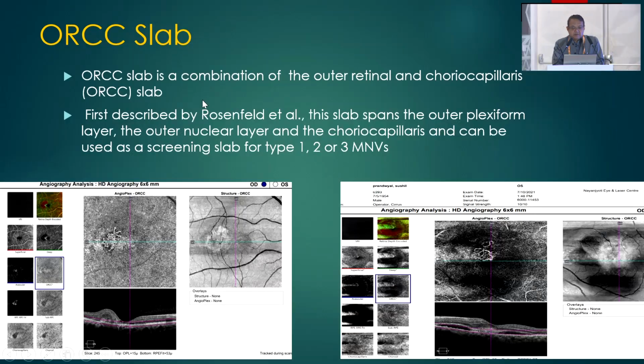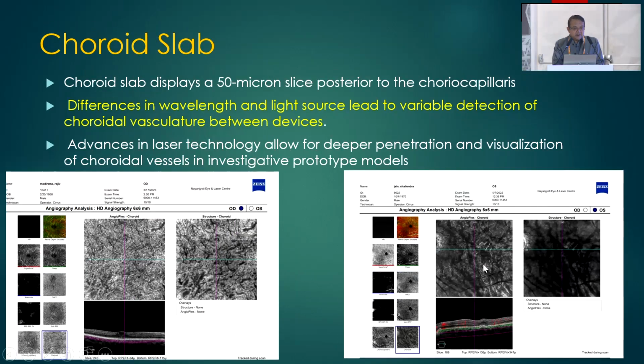The ORCC slab is a combination of outer retina and choriocapillaries. It was first described by Rosenfeld et al. The slab spans from the outer plexiform layer to the outer nuclear layer. The ORCC slab can be used as a screening slab for type 1, type 2, and type 3 CNVs. You can see this is the ORCC slab. You can see a nice CNV complex here. Another patient, you can see a very good CNV complex in these patients.